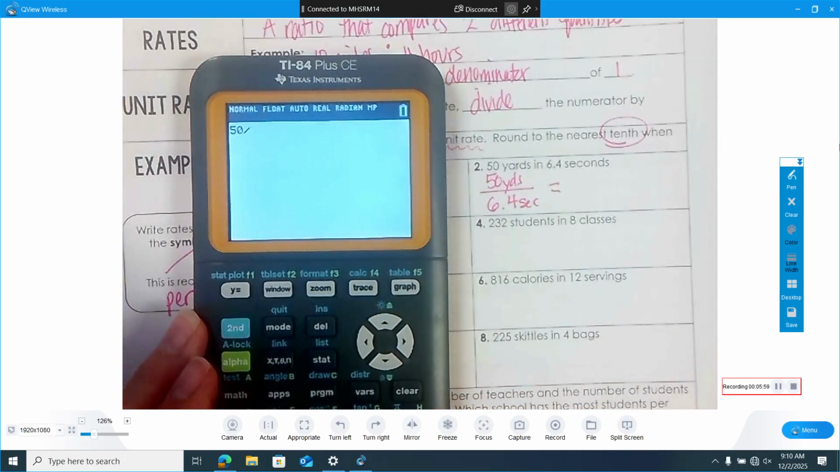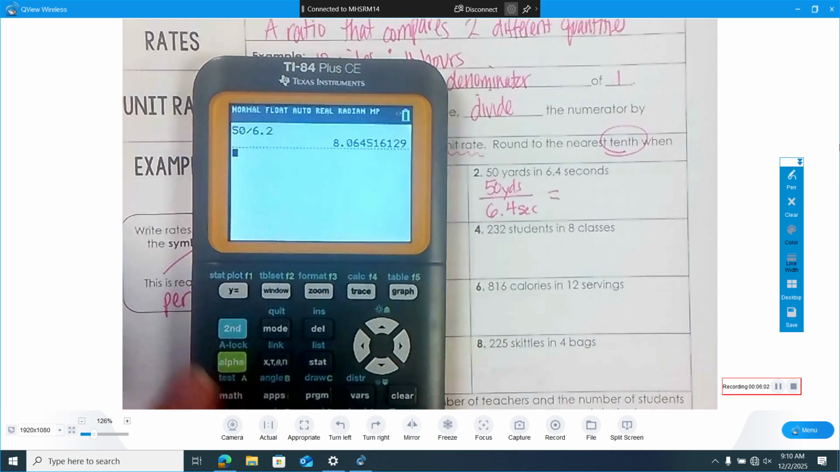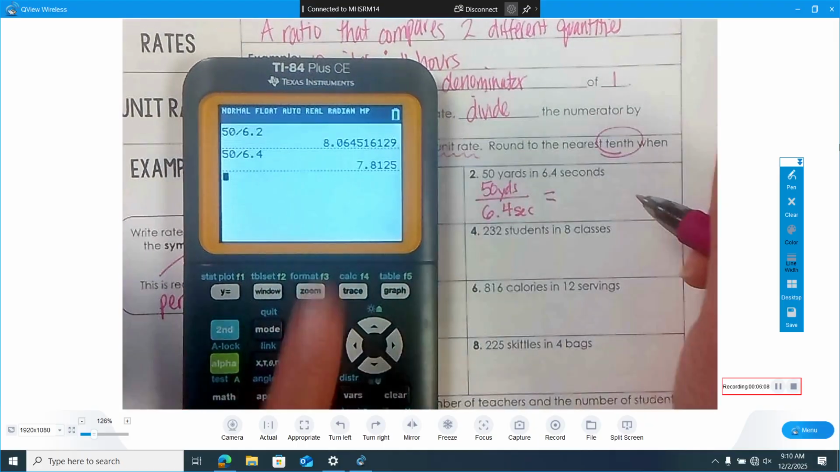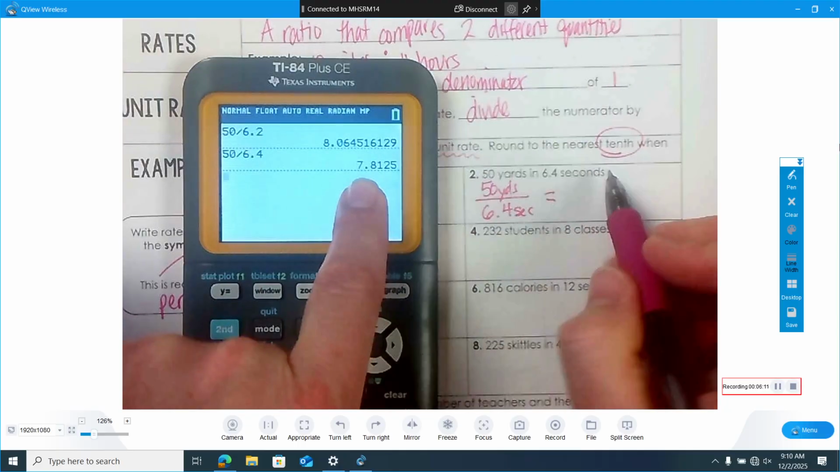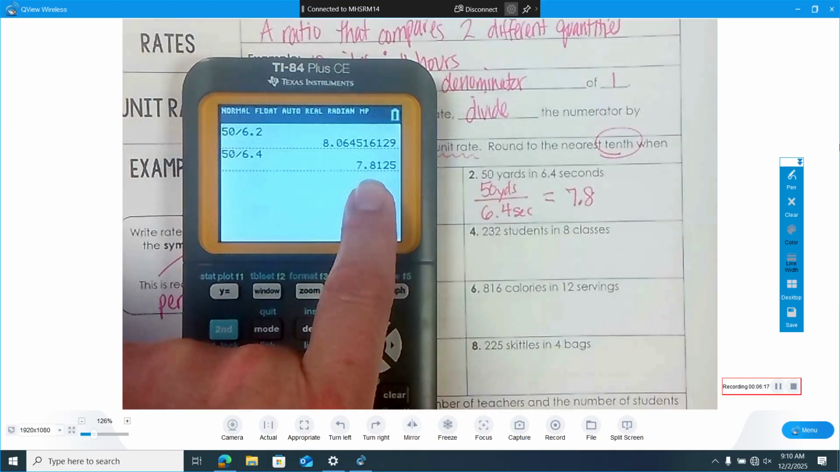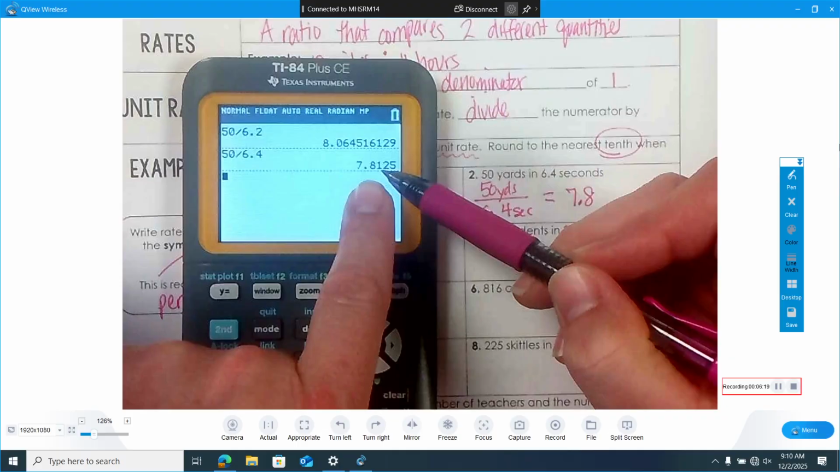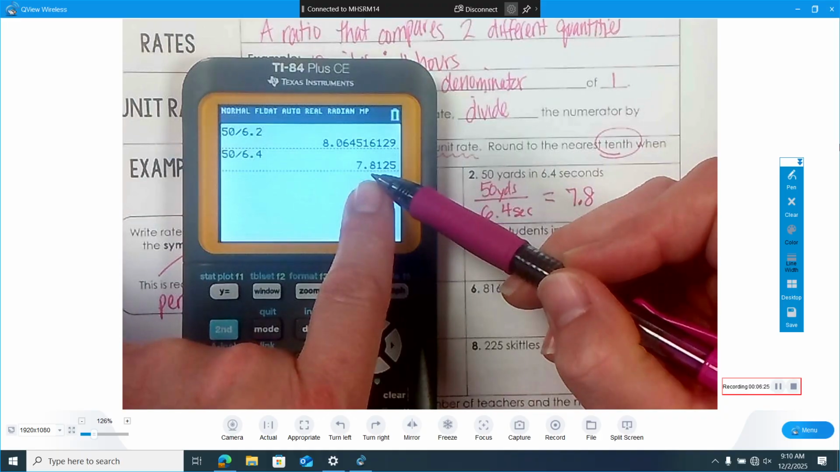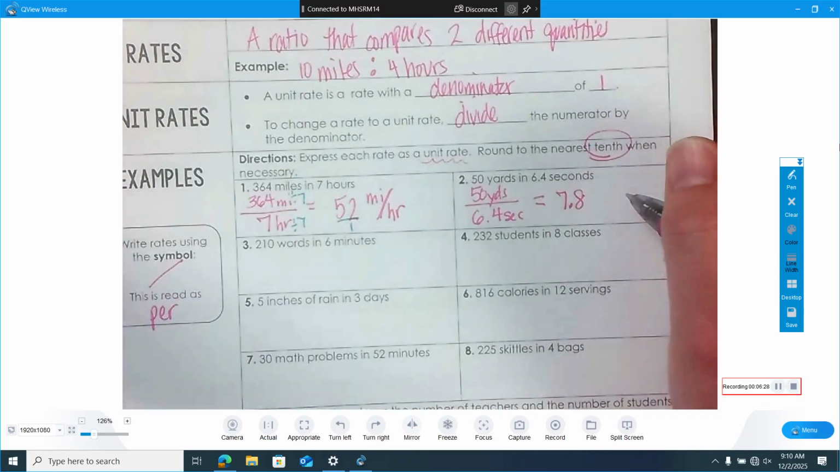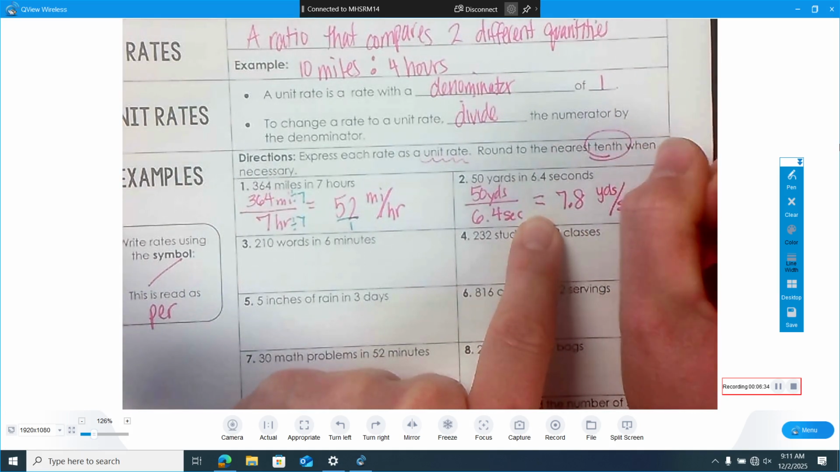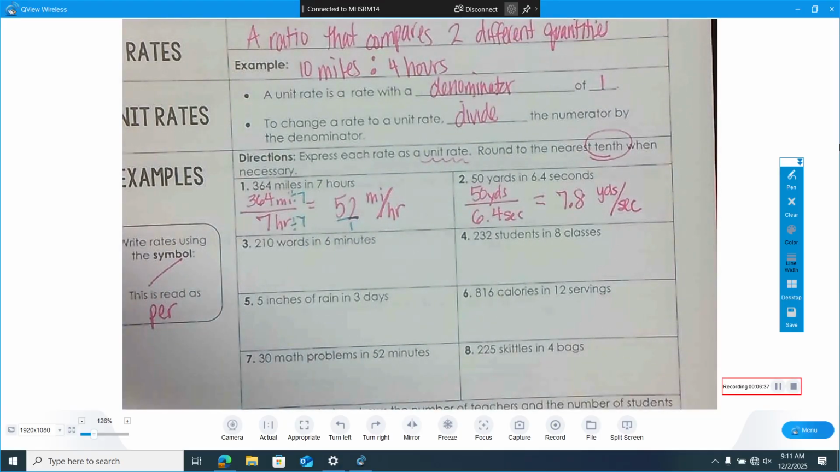Okay, so 50 divided by 6.4, thank you. So 7.8125, we said to round to the nearest tenth, that would be 7.8. So we look to the neighbor, we look to the 1, and that 1 is less than 5, so the 8 stays the same. So either the 8 stays or it's going to increase, all right? And what are my units on that? Yards per second. And again, that means that they're traveling 7.8 yards every single second. That's pretty fast.